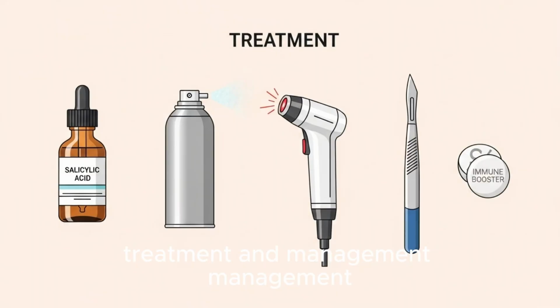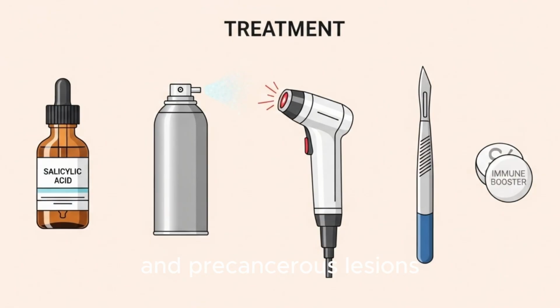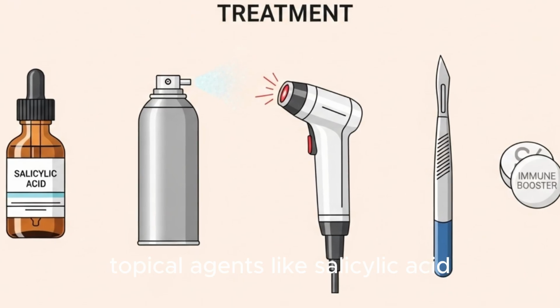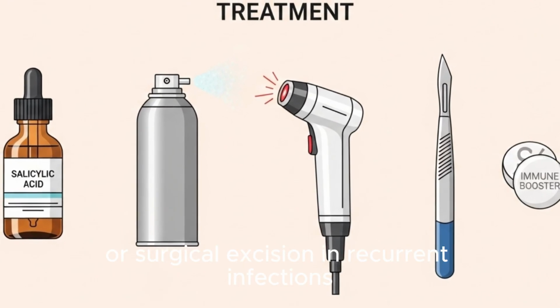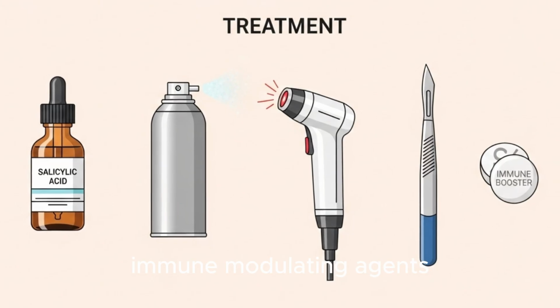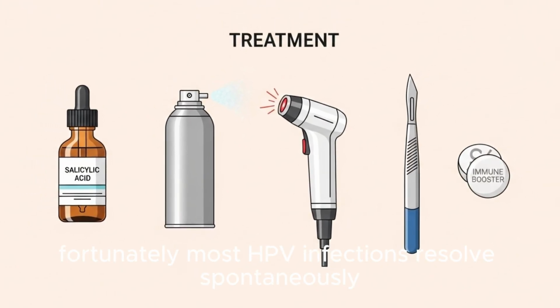Treatment and management focus on removing visible warts and precancerous lesions, using topical agents like salicylic acid, cryotherapy with liquid nitrogen, laser therapy, or surgical excision. In recurrent infections, immune-modulating agents may help the body clear the virus naturally. Fortunately, most HPV infections resolve spontaneously, particularly in younger, healthy individuals.